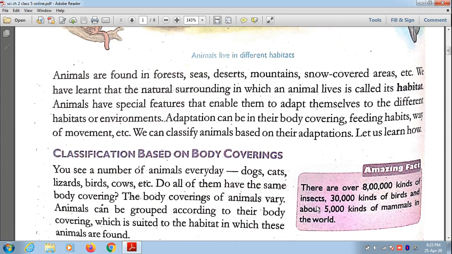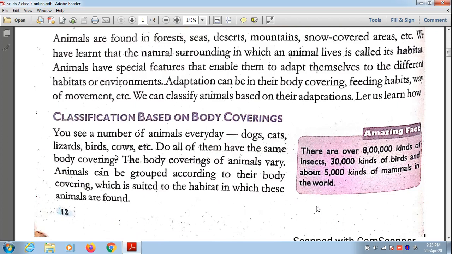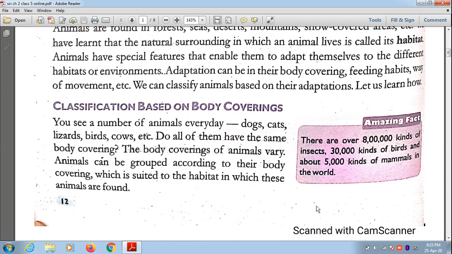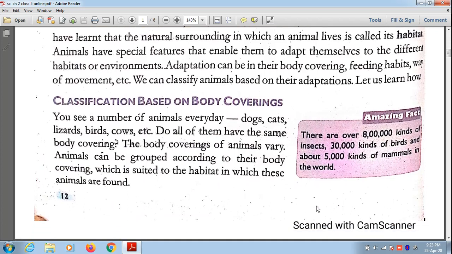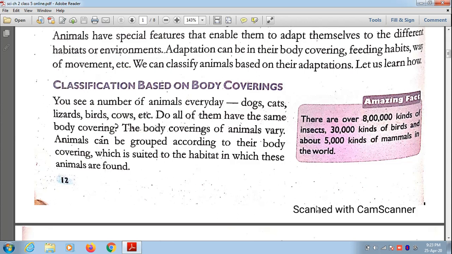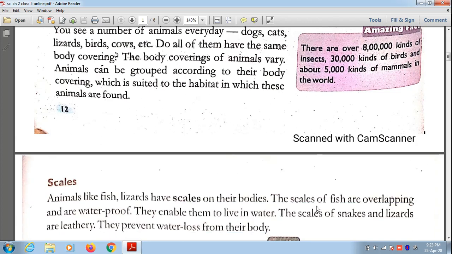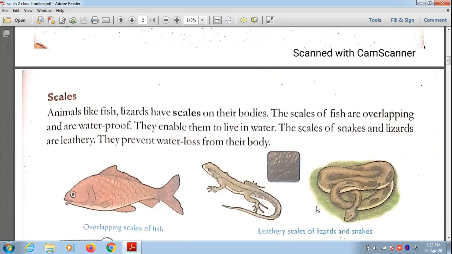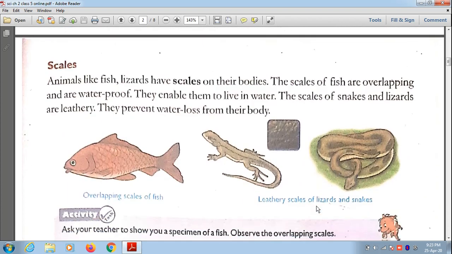Further in this chapter, we'll be dealing with the different body coverings that help the animals to survive in different environmental conditions, right? Like you might have seen the dogs, the cats, lizards, birds, cows, etc. They have different kinds of body covering. When you see a lizard, it has a lot of scaly and dry skin, right? Cats and dogs, they have furs on them, right? So it depends upon animal to animal in which environmental condition the particular animal is living and surviving. Accordingly, it has different body coverings.